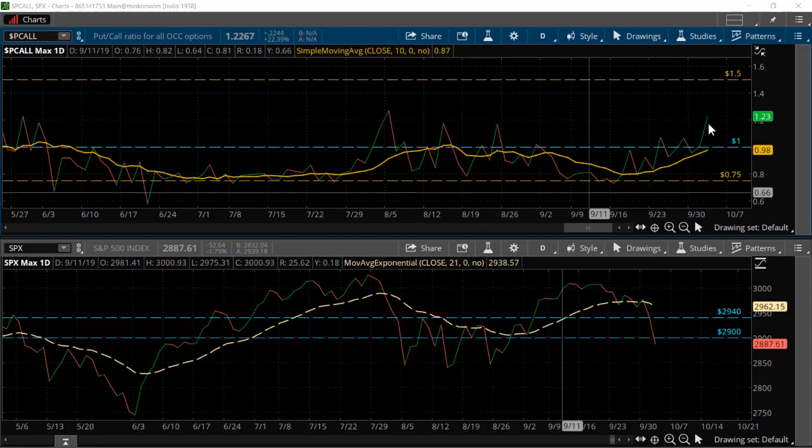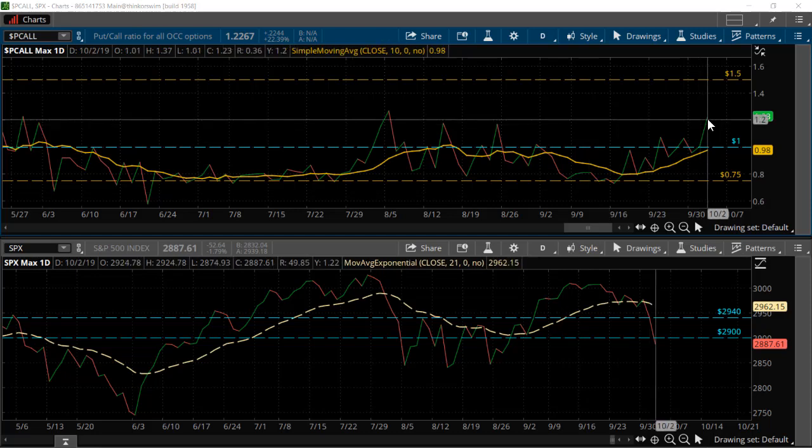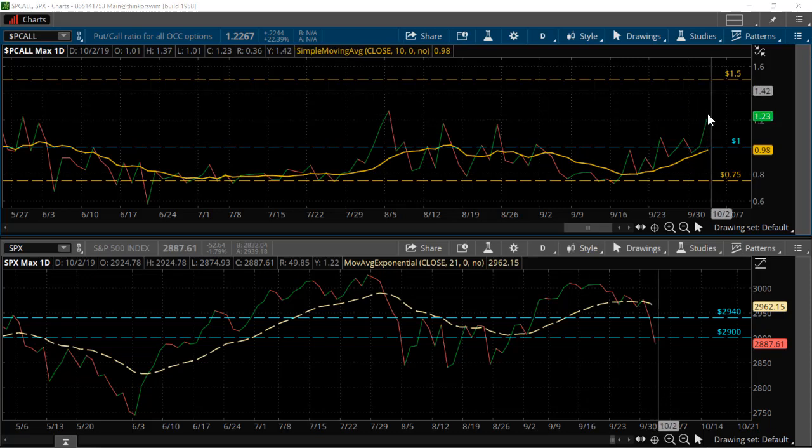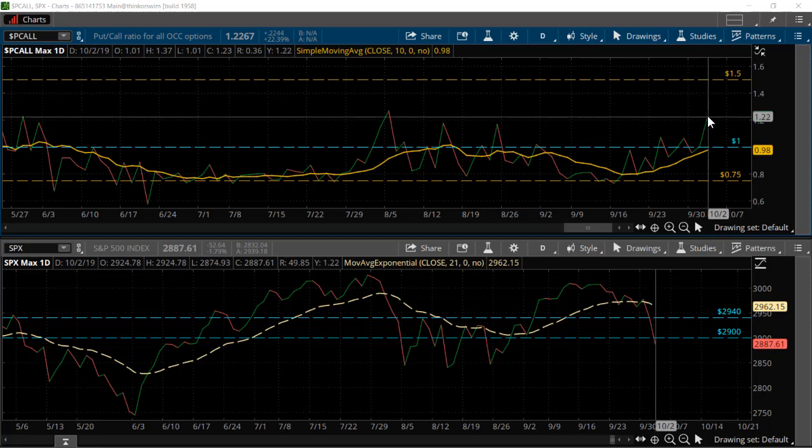Now we're currently right here, so we're getting to an extreme. Today is Wednesday, and we could get a little bit more fall through, but what you want to avoid is this: if you're short, and you should be short if you've been following the markets correctly, you don't want to be adding shorts right here.